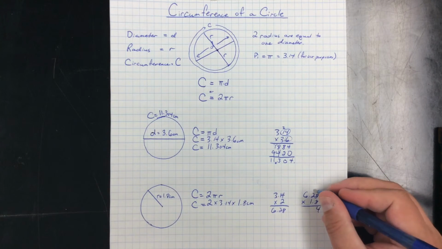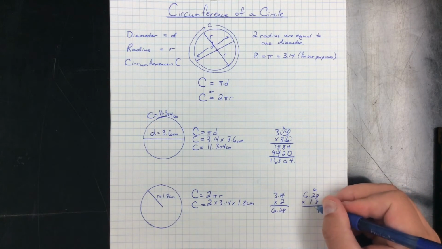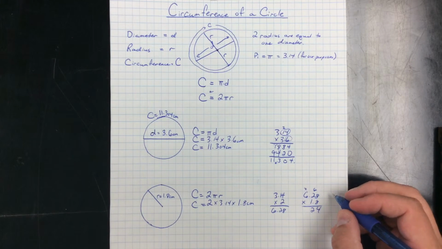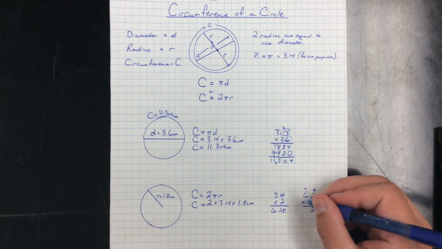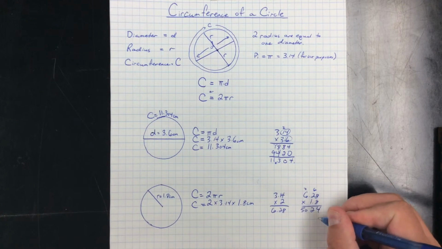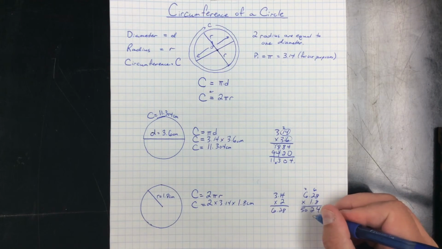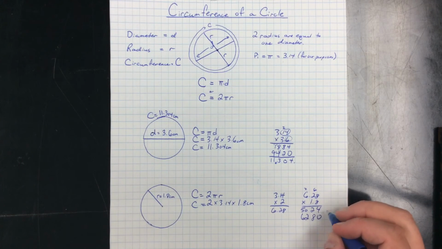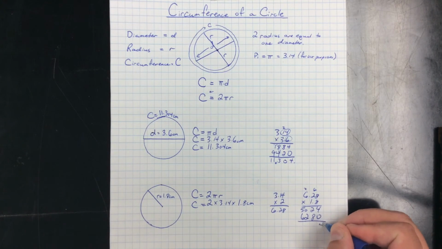8 times 8 is 64. 8 times 2 is 16. Plus 6 is 22. 8 times 6 is 48. Plus 2 is 50. Drop in my 0, and then 1 times 8, 2, 6. Add those up.